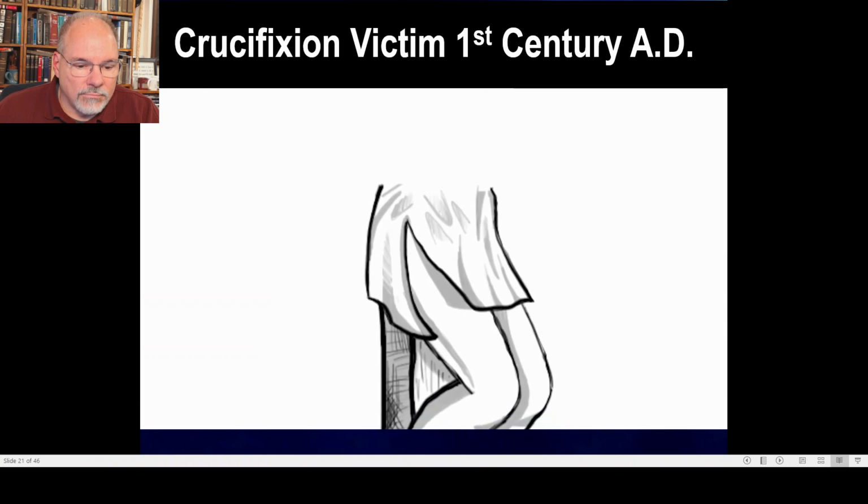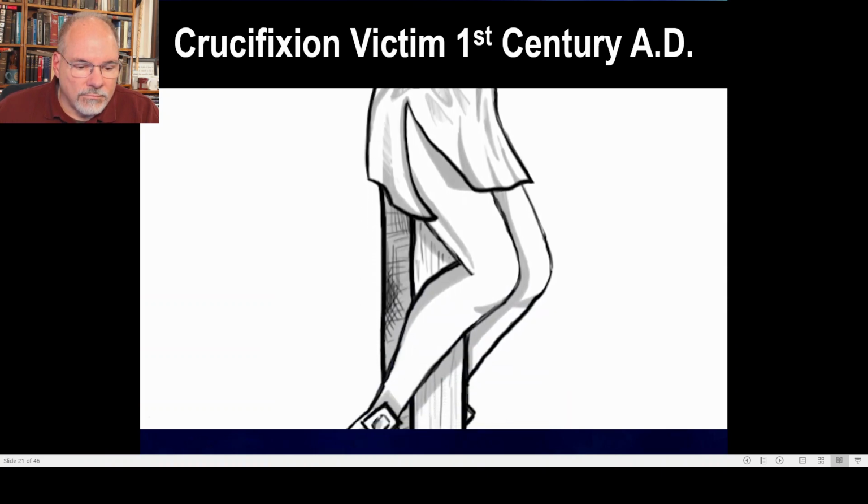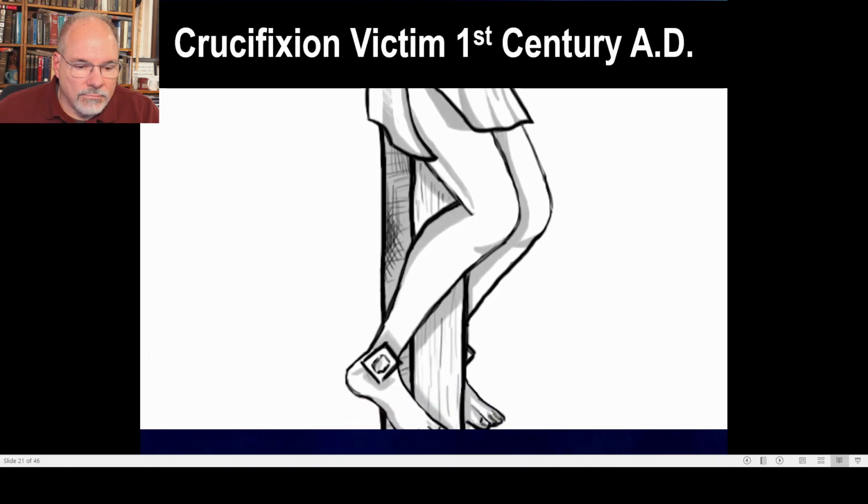The drawing of Yehohanan is only of his lower half because it's undetermined how his hands were attached to the cross.